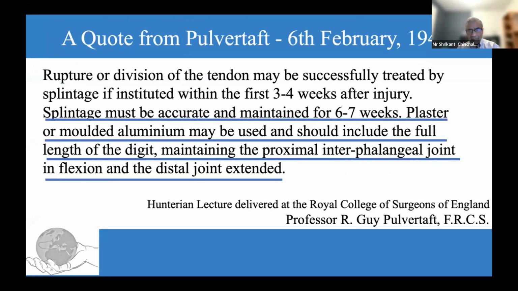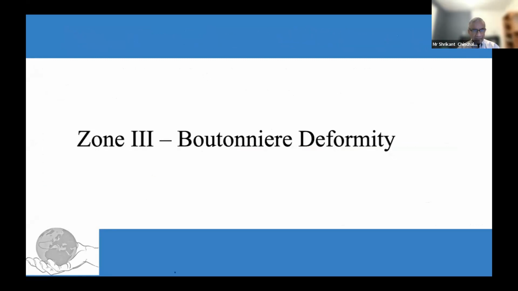The plaster should be molded, or the patient should be given an aluminum splint that should include the full length of the digit, maintaining the proximal interphalangeal joint in flexion and the distal interphalangeal joint in extension. So this is already shown to be effective by Guy Pulvertaft, and there's another paper by Stack which also showed that bringing the PIP joint in flexion and the DIP joint in slight extension definitely performs a balancing act between the extensors and flexors, and therefore the results are much better.